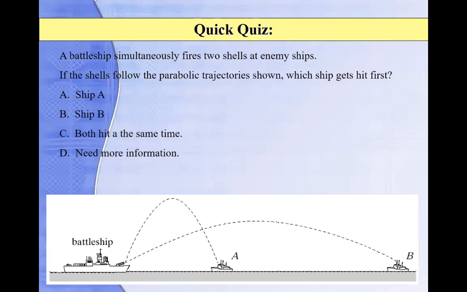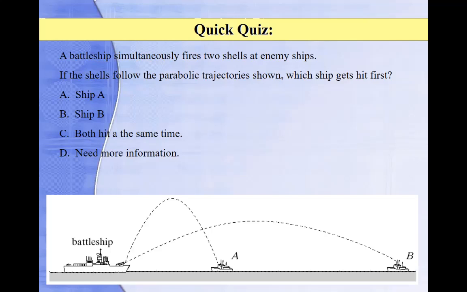Well, some of you may have said ship A because it's closer, so it takes less time to reach it. Some of you may have said ship B because it has a more flat trajectory, so it's going to be traveling faster to get there. And some of you may have said both at the same time, but hopefully you needed a little bit more information. When we go ahead and take a look at these examples, do we assume they have the same velocity when they are fired, regardless of what trajectory they take?